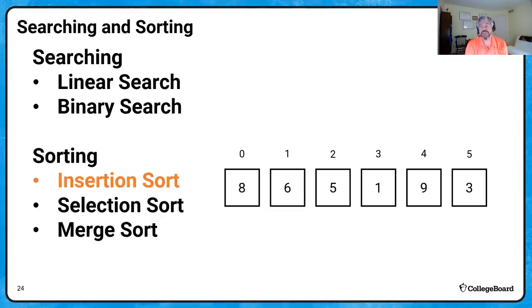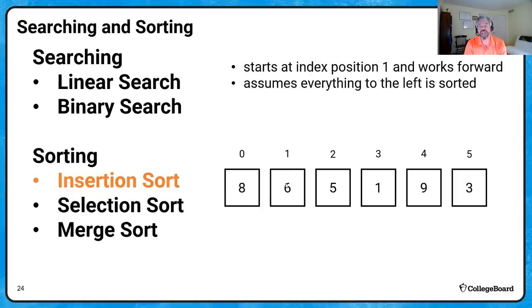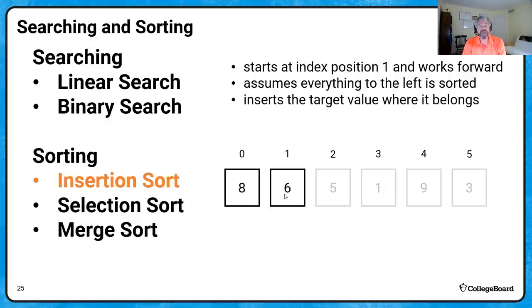So the idea of insertion sort, we're going to start at index position one and we're going to work forward in our array. And here's what I mean by that. We're going to assume that everything to the left of our starting index position is already sorted. Now, if I start at position one, there's only one value in front of it. And so by default, if I only have one value, that one value can't be out of order. But what we're going to do is insert the target value where it belongs in front of it in the list.